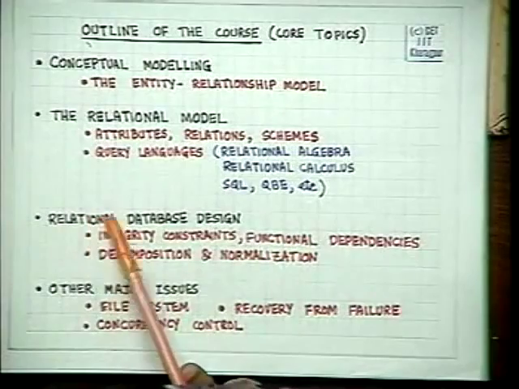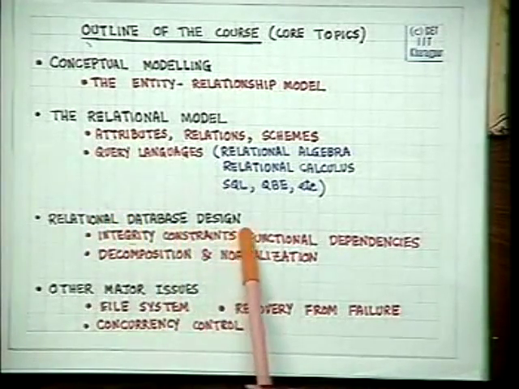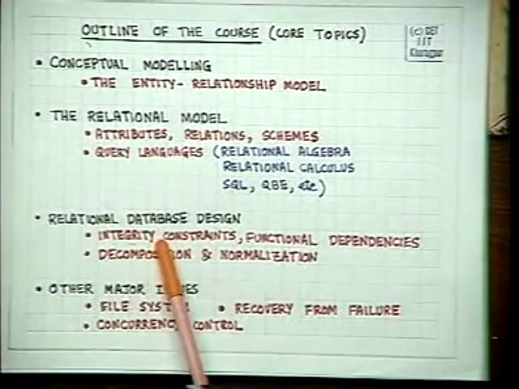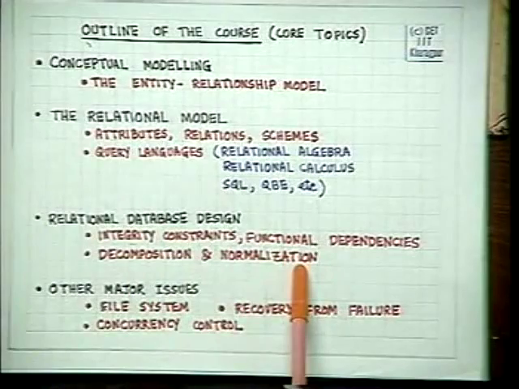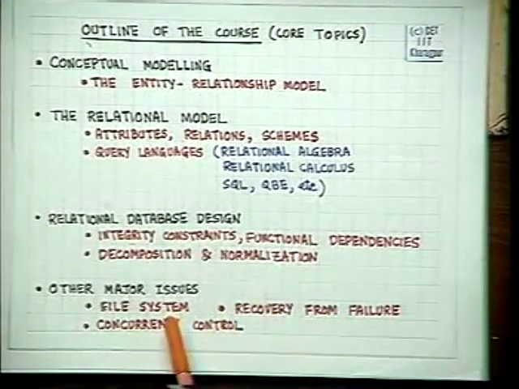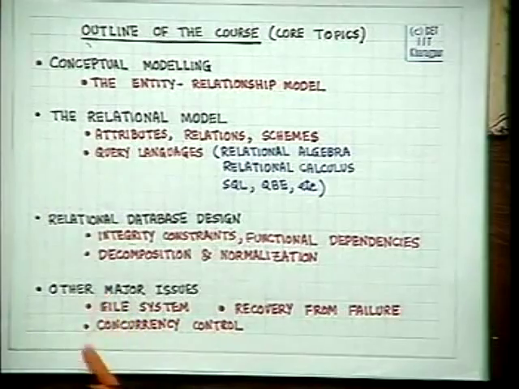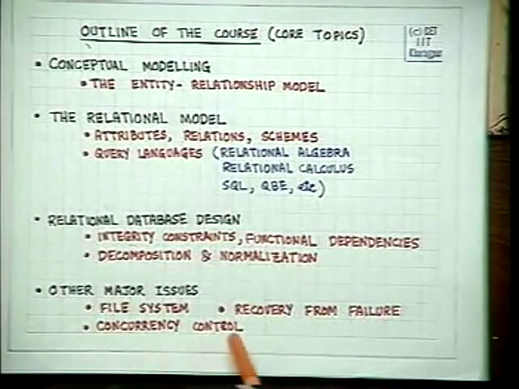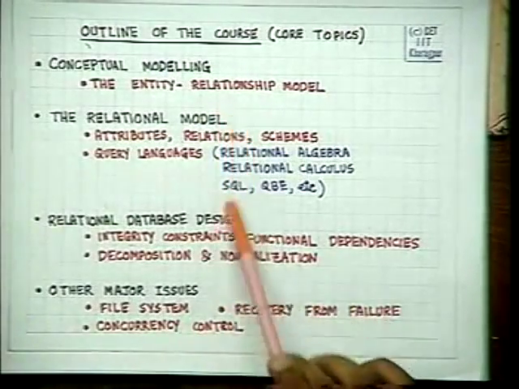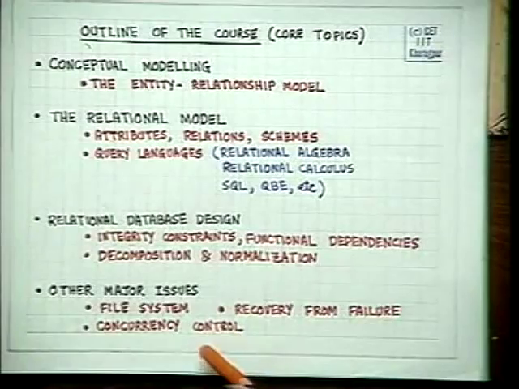So that will be the topic of relational database design theory, of which the topics will be integrity constraints, functional dependencies, decomposition, and normalization. The other major system related issues: the file system, what is a file system, what it looks like, how is recovery from failure handled, that is crash recovery, what are the methods provided to handle crash recovery, and how do we handle concurrency control. Once we cover these core topics, we may then go into the advanced topics. So today we will end the introduction part of this database management.